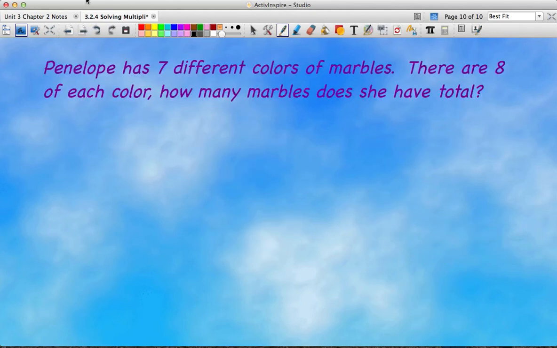All right, so here's the second problem you're going to try on your own. Penelope has 7 different colors of marbles. There are 8 of each color. How many marbles does she have total? Okay, we know that to solve this, we would use multiplication. So your equation has to use division. So I want you to set that up, and I also want you to solve it for tomorrow.